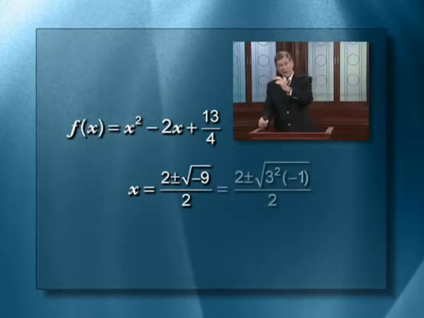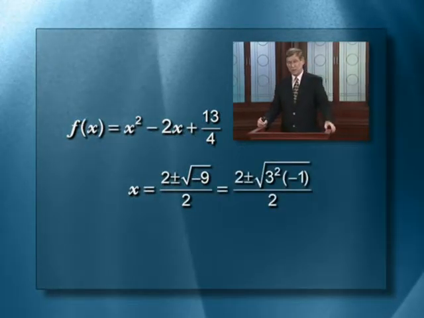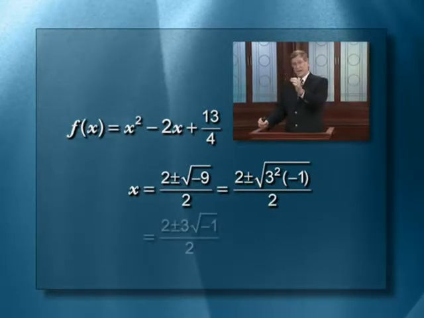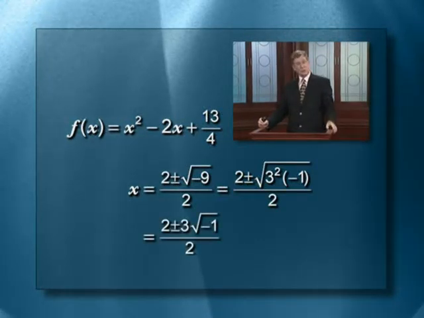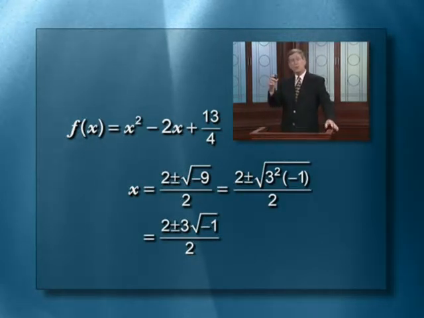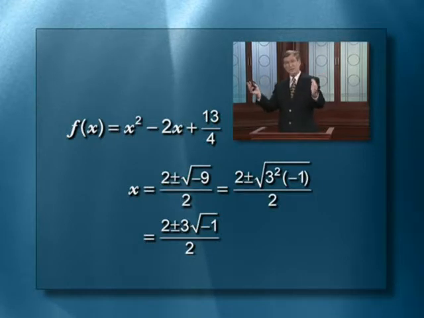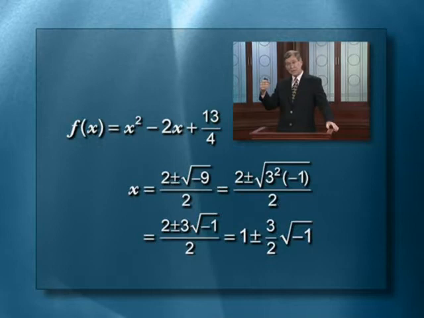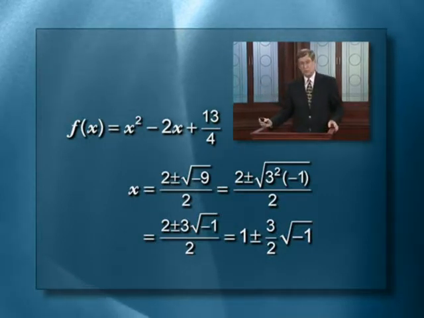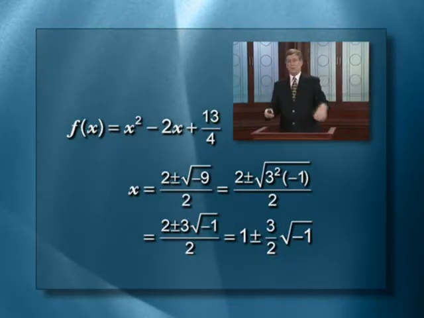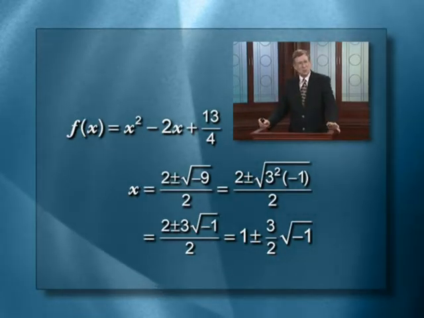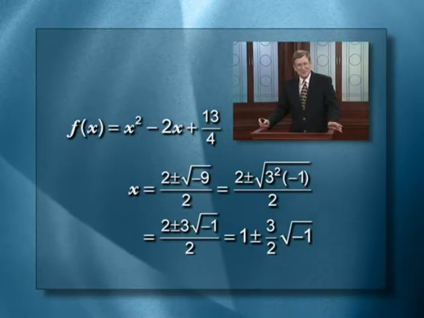And then we factored out a 3 from the radical. 9 is 3 squared. And so we now can write it as 2 plus or minus 3 times the square root of minus 1, over 2. And if you want, you then can split it into two pieces. 2 over 2 is 1, and 3 over 2 is 3/2 square roots of minus 1. And again, there's that plus minus sign. Well, this was an unfortunate occurrence because the square root of minus 1 doesn't exist in the real numbers.